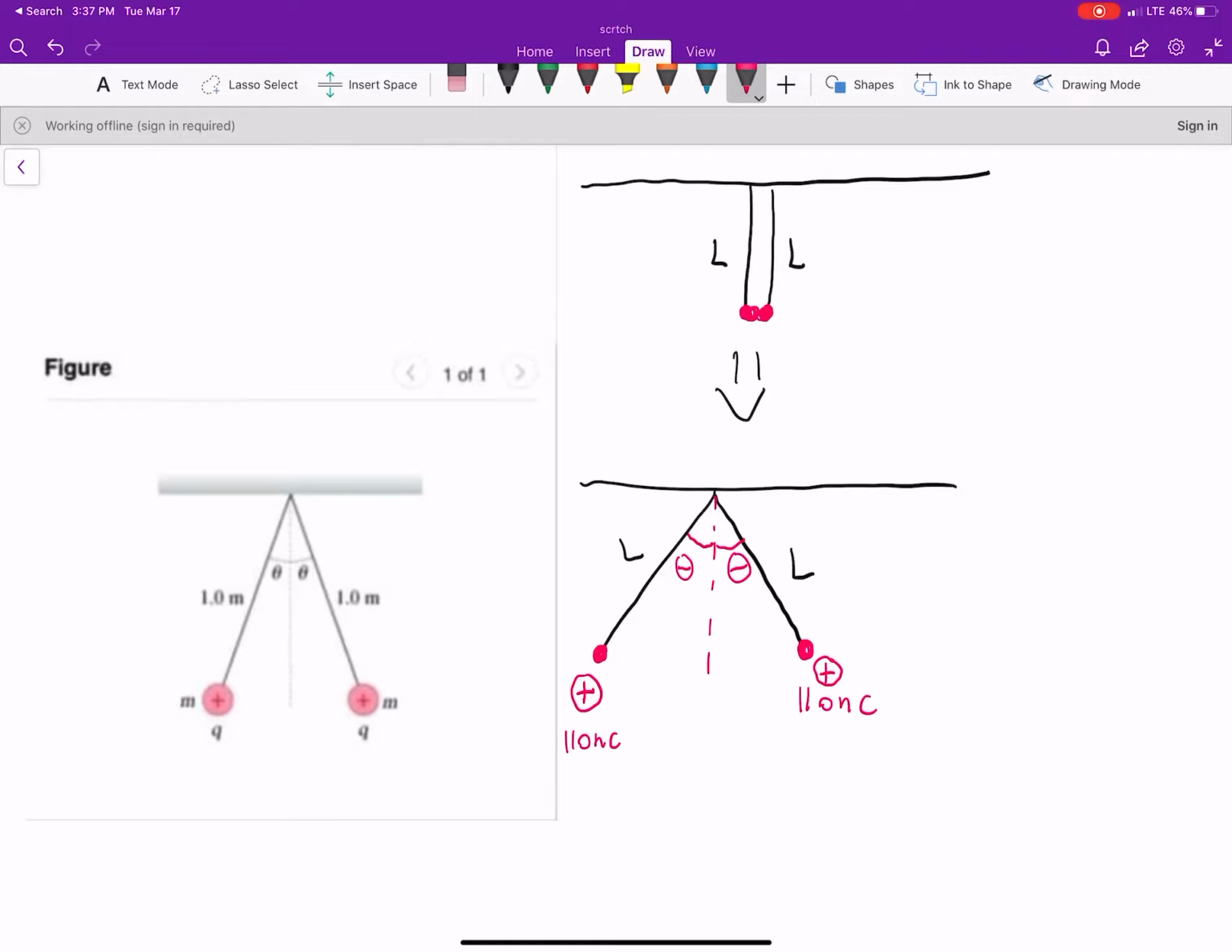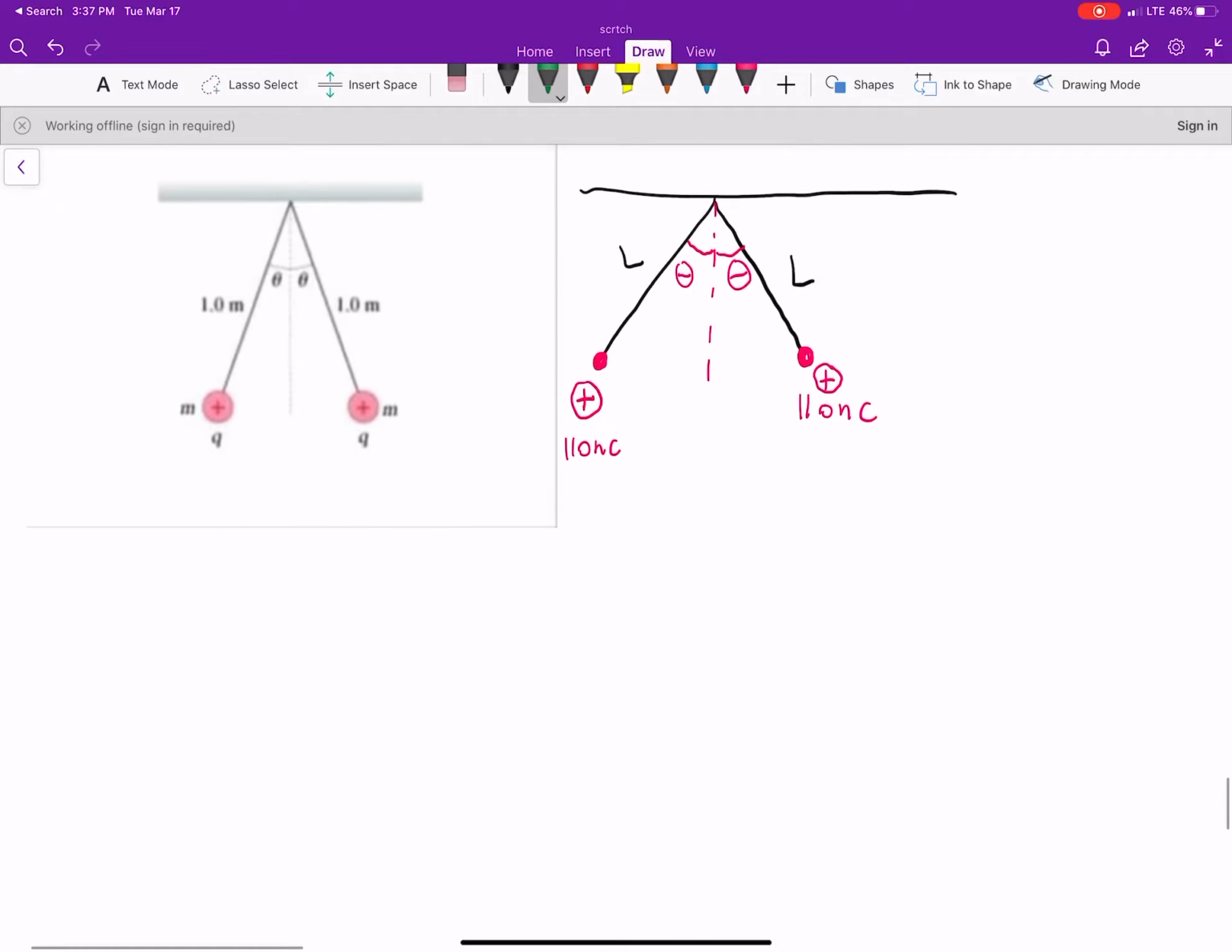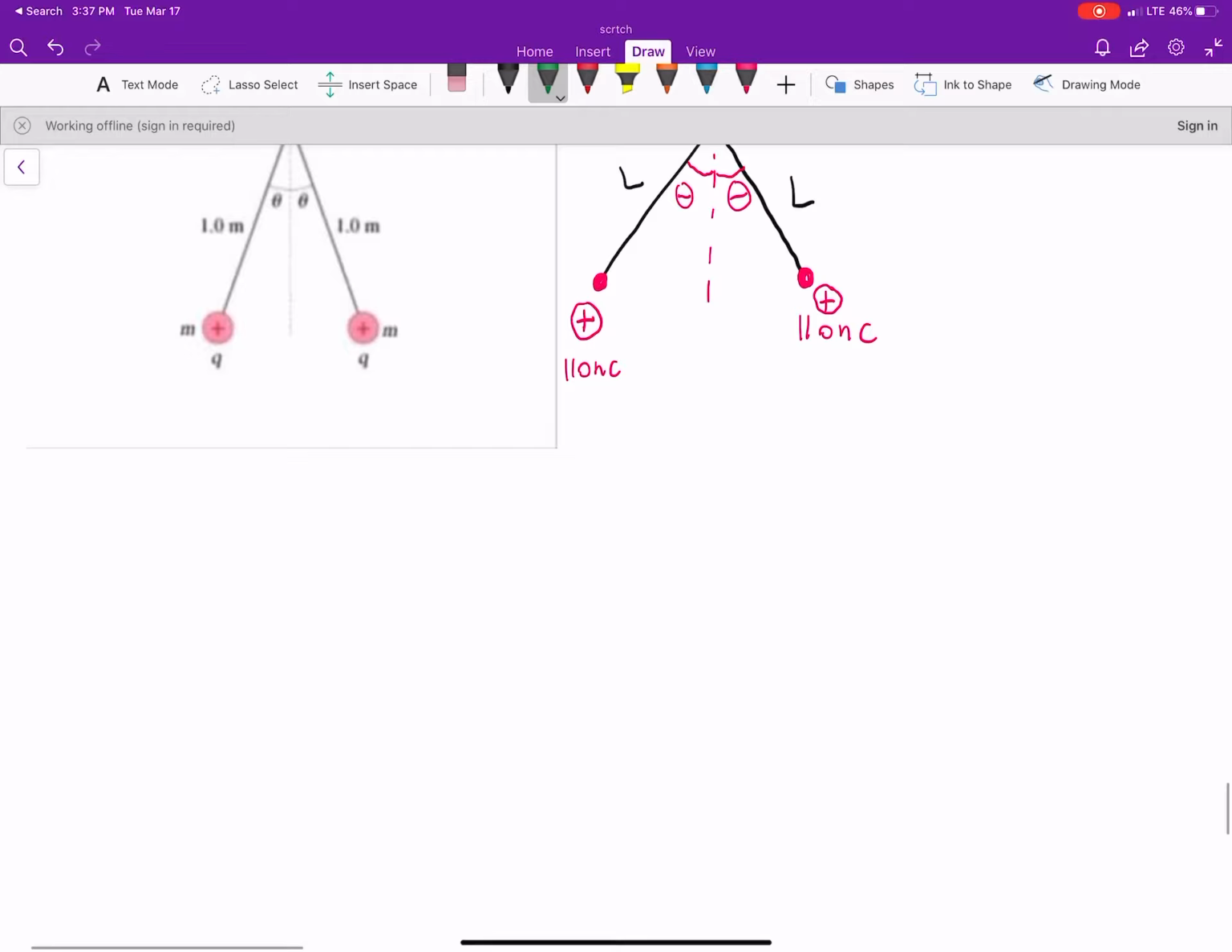Well, a good place to start is to always draw pictures. And we started that. We drew a couple pictures. But namely, I want to draw some free body diagrams. There are always good things to do when you know there's forces acting on your objects.